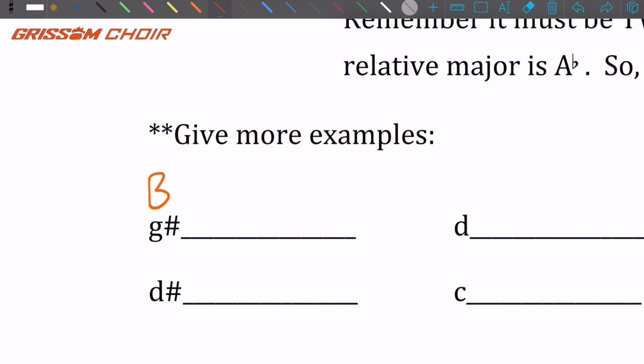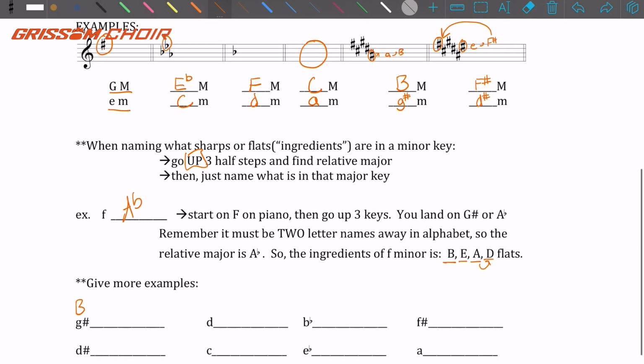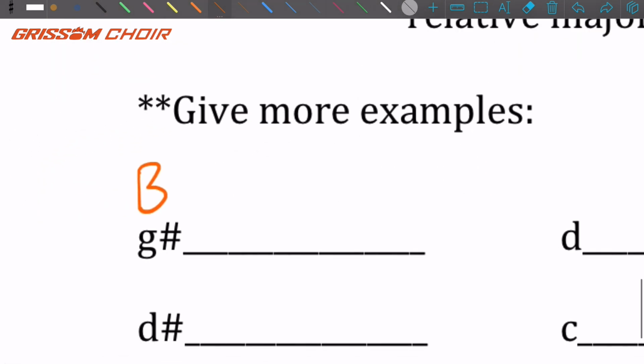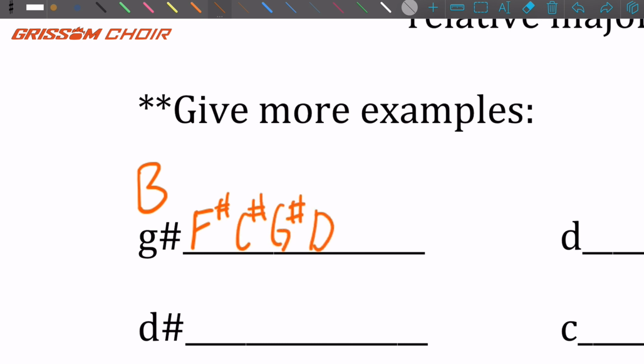B is a sharp key. We've actually already done B major, so it would be five sharps, and that would be F sharp, C sharp, G sharp, D sharp, and A sharp.